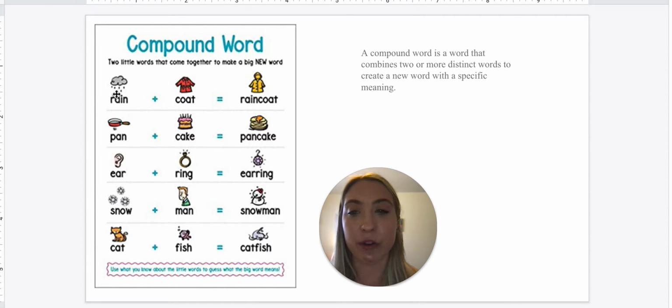So we'll just go over the first one, rain plus coat. These are two words that can stand by themselves, but when we add it together, we're making a new word, raincoat. And it has a different meaning as well because it is a new word.